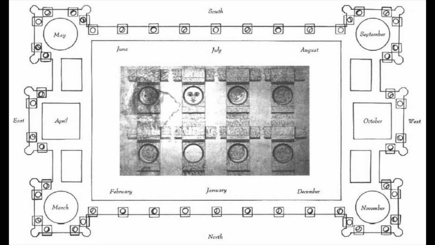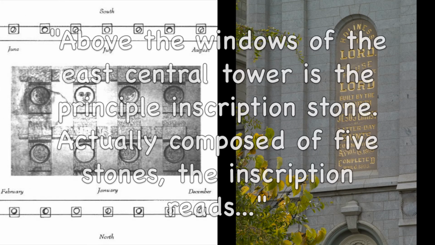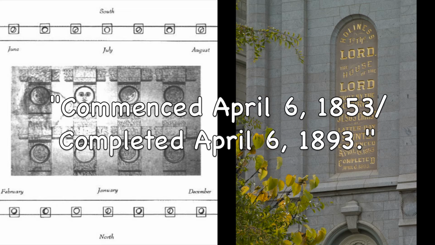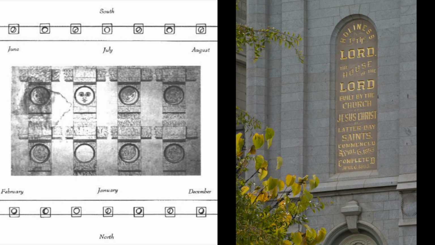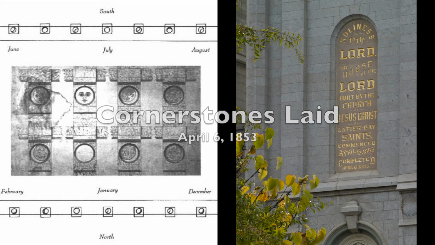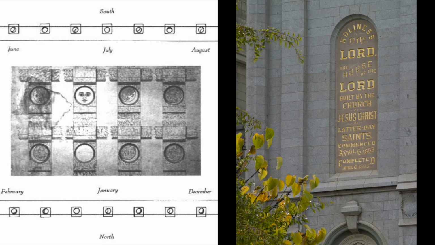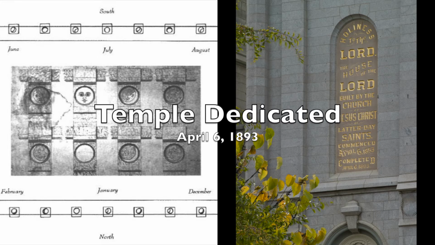This central east tower is the location of the inscription stone, which says the temple was both commenced and completed on the 6th of April. It was commenced on 6 April 1853, meaning this was the date the cornerstones were laid. It was completed on 6 April 1893, meaning that the temple was dedicated on that date.